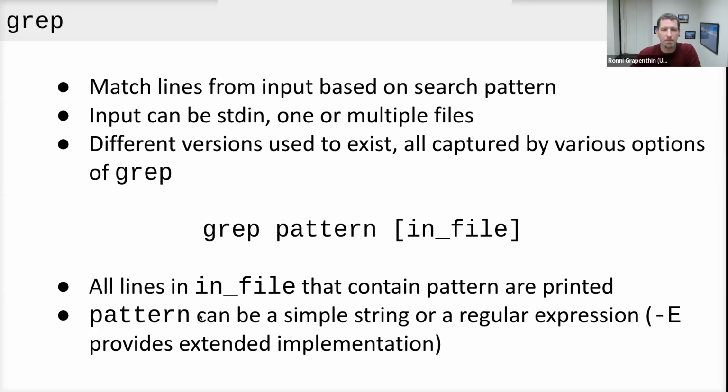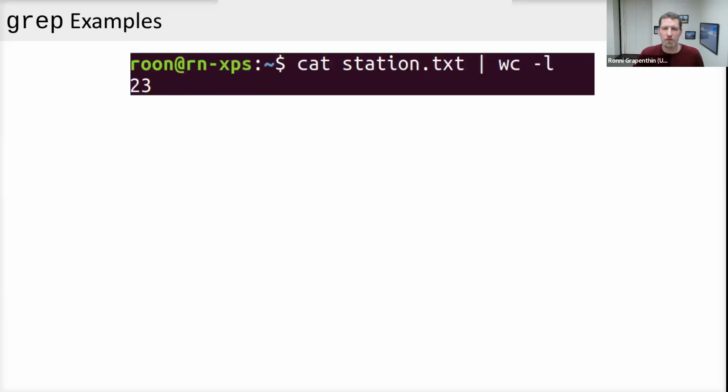The pattern can be a simple string. It could be just a letter, A, or a regular expression. Let's look at some examples to make sure you get a feeling for this. Again, we look at the file station.txt. We count the lines in here, and we find out that there are 23 lines in the file station.txt.